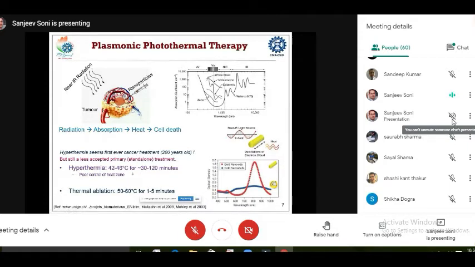Again, we have two regimes. One is called hyperthermia, the other is called thermal ablation. In hyperthermia, we have temperatures in the range of around 46 degrees Celsius for around 30 to 120 minutes. But if we go for higher temperatures, then it's possible to damage the cells within 1 to 5 minutes. And hyperthermia is a very old treatment, because in earlier days the older surgeons used to induce artificial fever in humans to treat the cancer cells. Depending on the nanoparticle geometry, we can have a particular absorption band available to us.